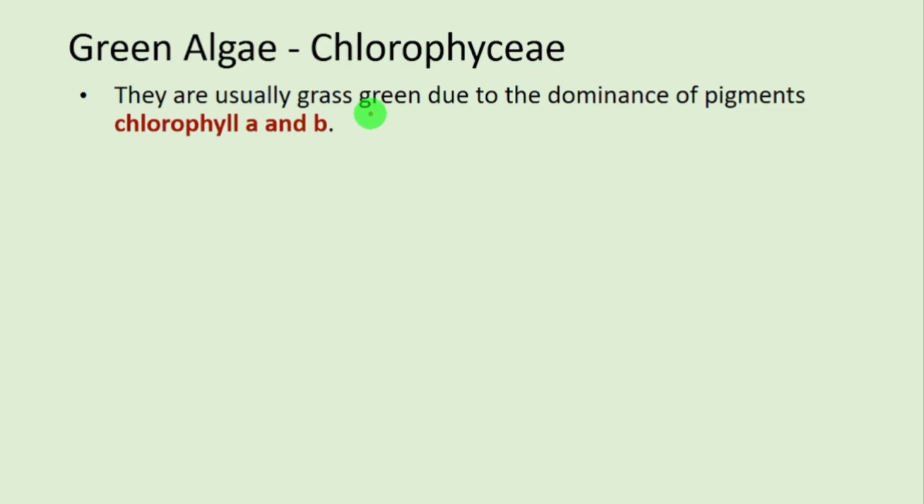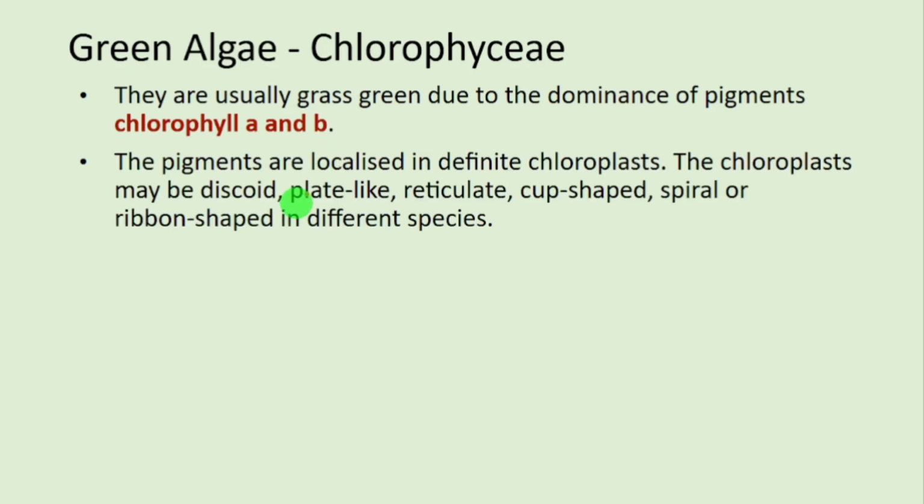Now they are green because of dominance of pigments chlorophyll A and B. The pigments are localized in definite chloroplast. The chloroplast may be discoid, plate-like, reticulate, cup-shaped, spiral or ribbon-shaped in different species. So these are different shapes of chloroplast.